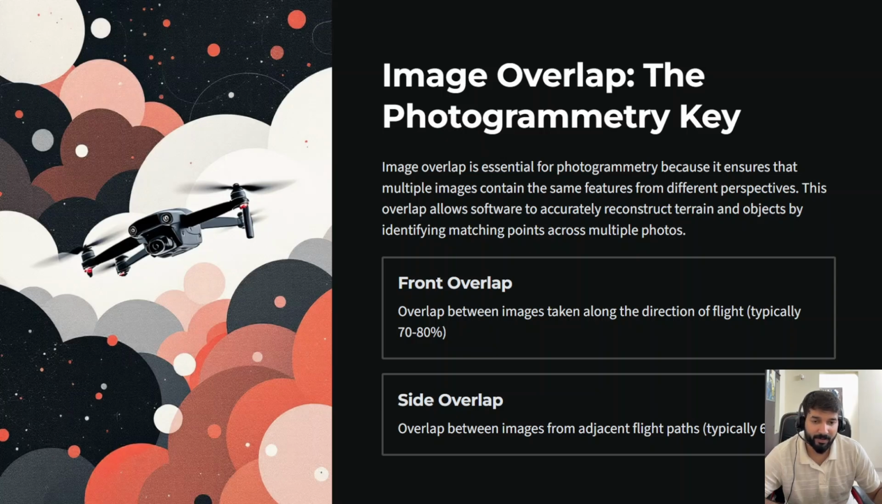Image overlap is essential for photogrammetry because it ensures that multiple images contain the same features from different perspectives. This allows software to accurately reconstruct the terrain or objects being surveyed. There are two types of overlap used in drone surveys. The first is front overlap, which is the overlap between images taken along the direction of flight. The second is side overlap, which is the overlap between images captured from adjacent flight paths.